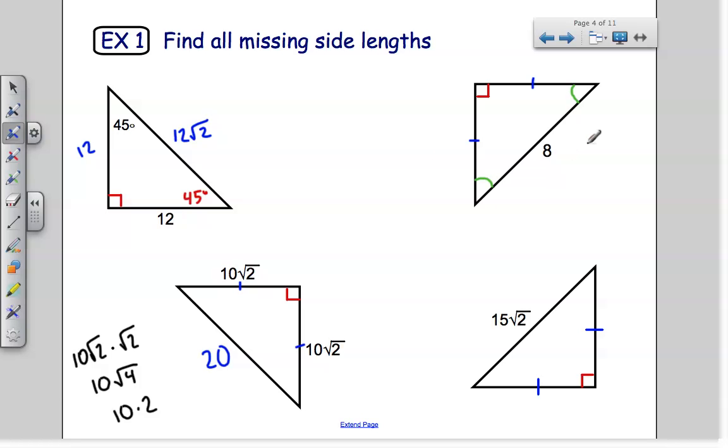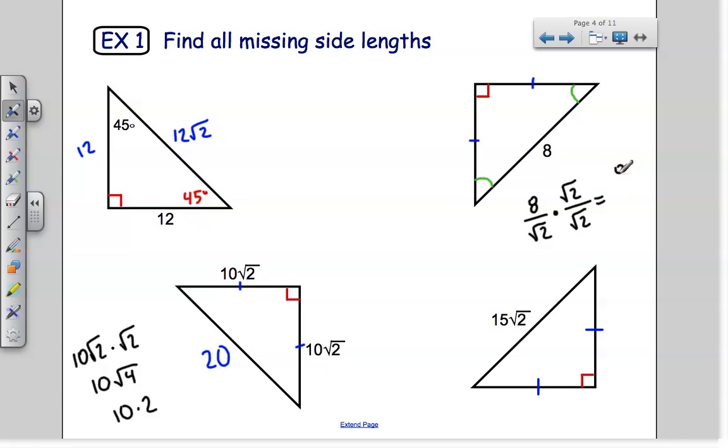To go backwards and get the legs, I actually need to divide by square root of 2, remember? Because I was multiplying by square root of 2 when I had the legs to get the hypotenuse. Now I have the hypotenuse, so I'm going to divide by square root of 2 to go backwards. Be careful here. When I'm doing 8 divided by square root of 2, I know I can never leave a square root in the denominator. The way to get rid of that square root in the denominator is multiply by square root of 2 on top and bottom. This is like multiplying by 1, so that's why it's okay.